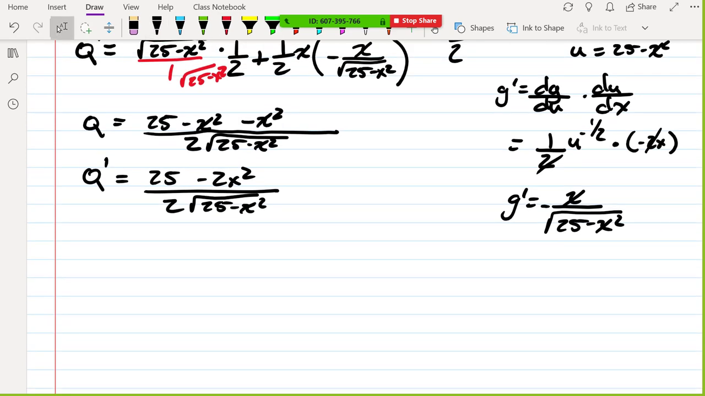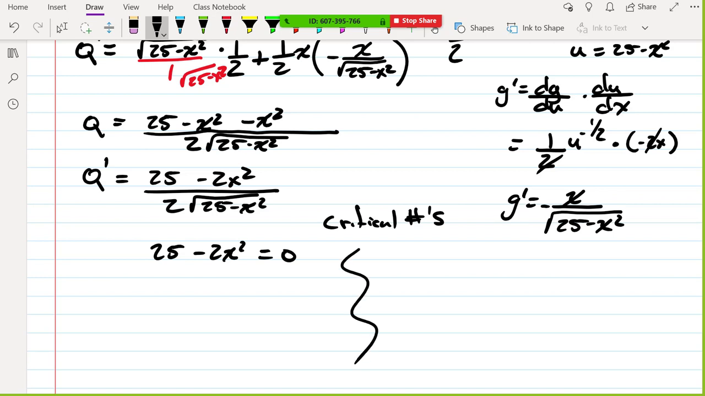So our critical numbers are going to occur when the derivative is equal to 0 or when the derivative is undefined. So if we set the numerator equal to 0, that's going to give us one critical number. Or if we set the denominator equal to 0.